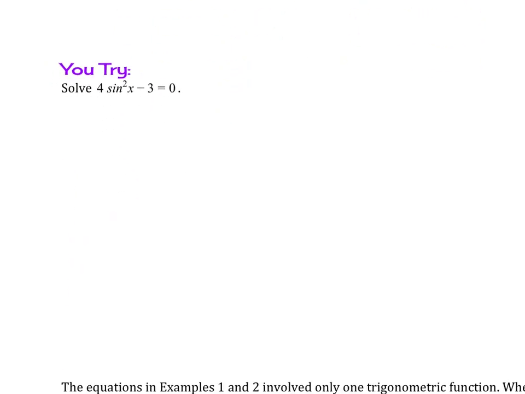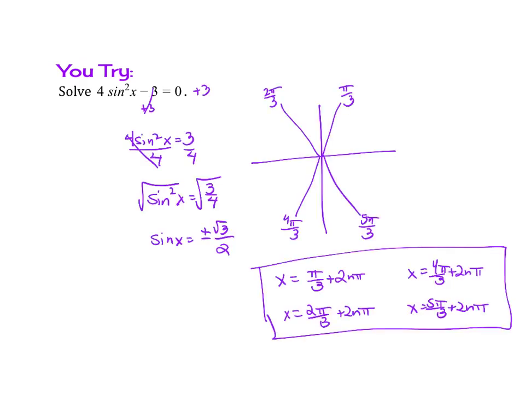So try this example here. Solve 4 sine squared of x minus 3 equals 0. If you tried this, you should have gotten sine of x equals plus or minus square root of 3 over 2. And so that happens at pi over 3, 2 pi over 3, 4 pi over 3, and 5 pi over 3. And then you can write it in this way, pi over 3 plus 2n pi, and so forth.